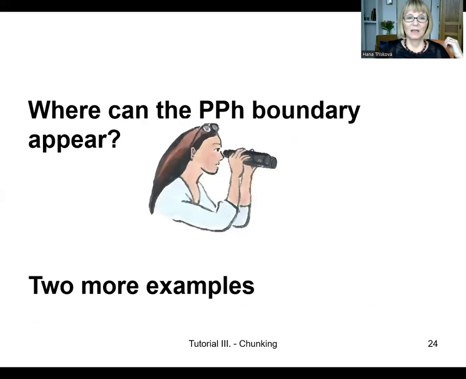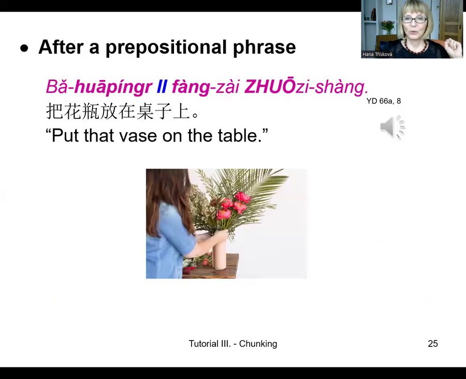I will give you two more examples when a prosodic phrase boundary can appear. You can find it after a prepositional phrase, such as in this sentence about the flowers and vase. 把花瓶放在桌子上。 Once more.